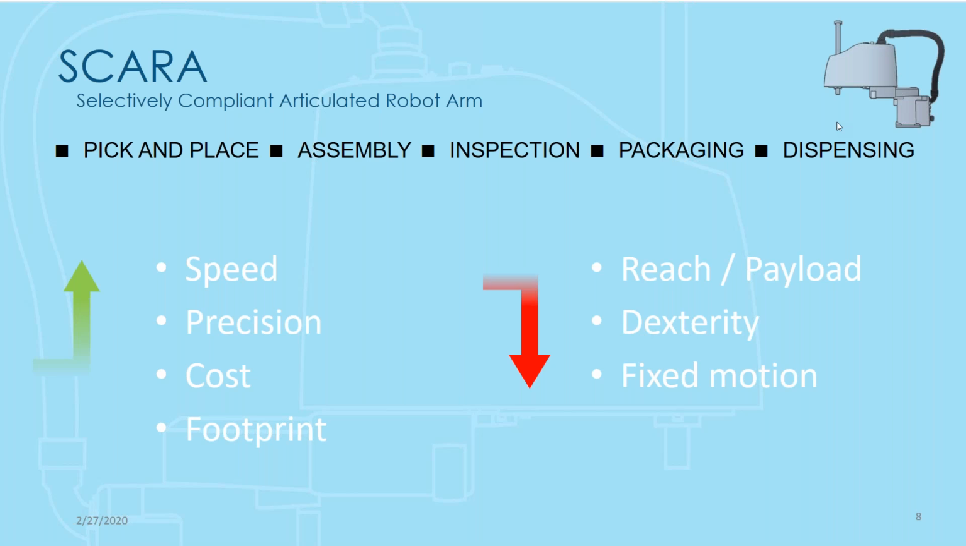The downside, they do have a pretty limited range of reach and payload, and as we talked about, the dexterity, one of the things that gives them an advantage of having very high precision, especially in that vertical direction. They have less dexterity, and it is a fixed motion path that they follow.